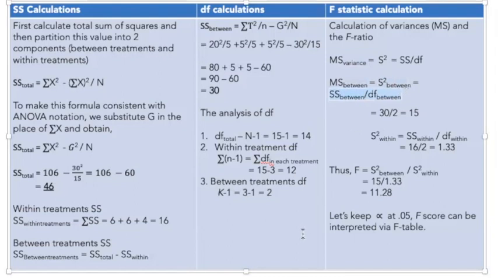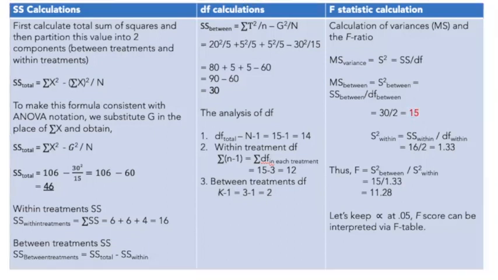So sum of squares between, let's try to find that value here. The sum of squares between value here is 30. So 30 divided by degrees of freedom between, that is 2. 30 divided by 2 is 15. I'm going to color this in a different color.